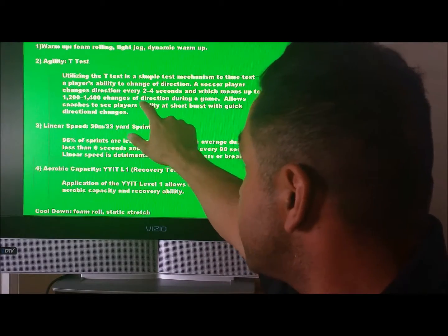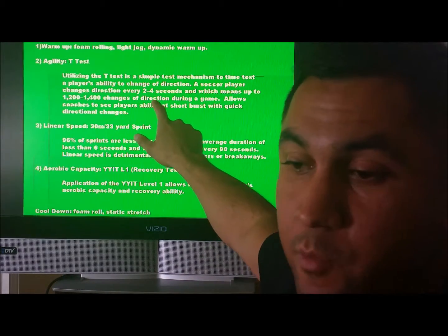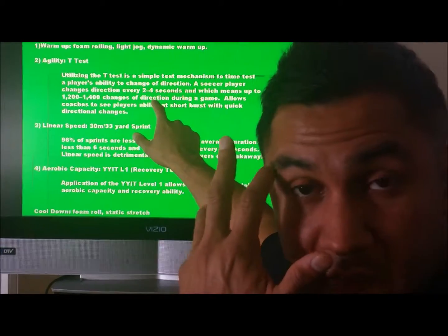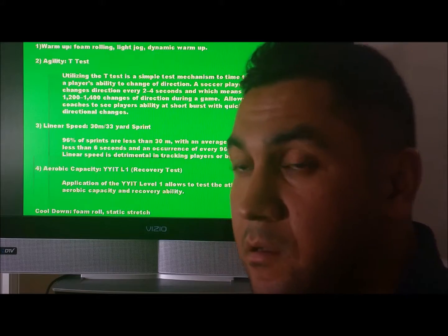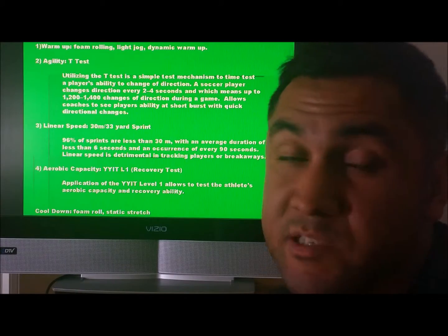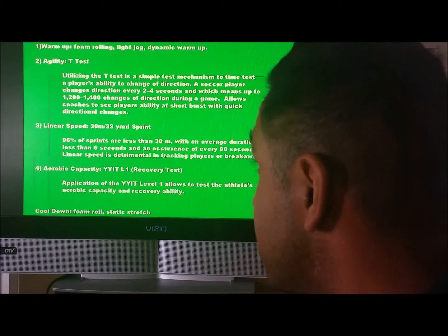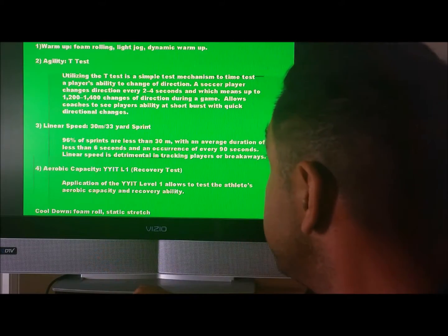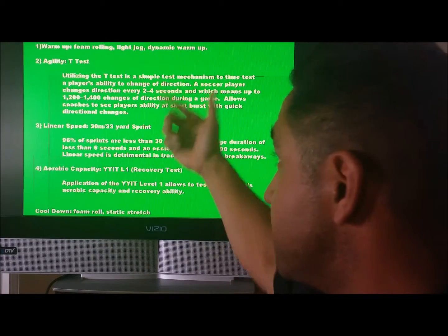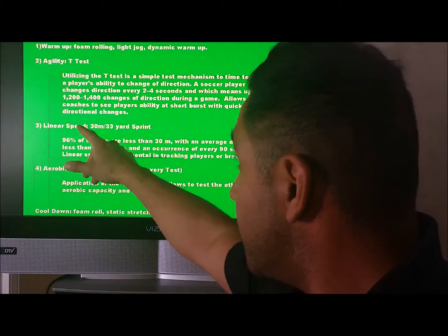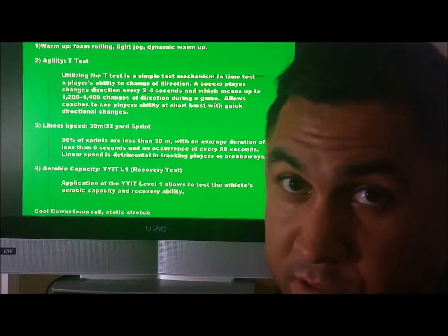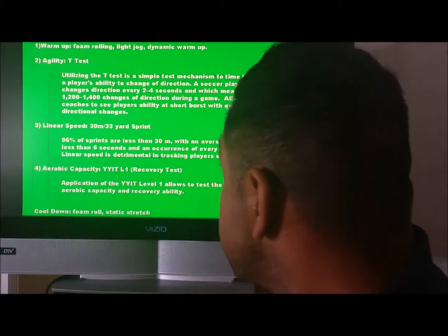I like the T-test because you'll see the footwork of the player. Whether they're moving laterally in each direction, you can see those specific areas you need to address as a strength and conditioning coach, or even as a coach. The reason is we're changing direction at least every 2 to 4 seconds as soccer players, which is equivalent to 1,200 to 1,400 times a match.